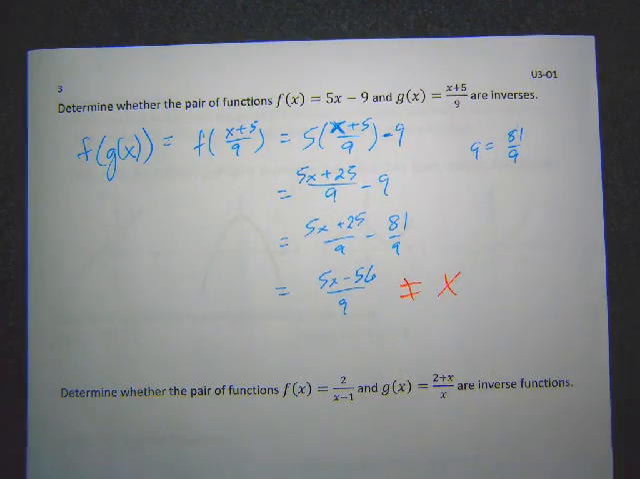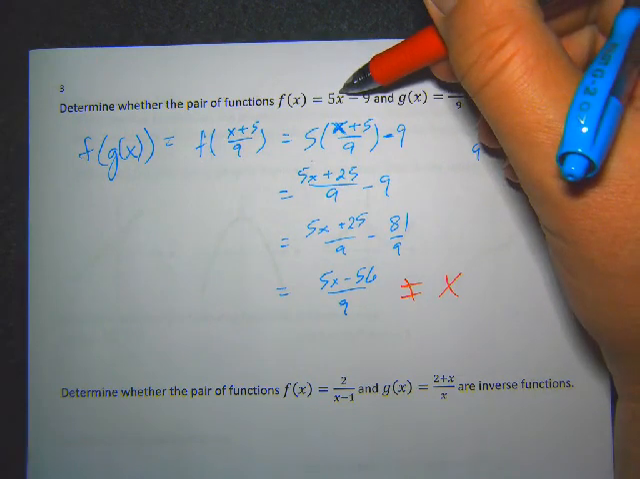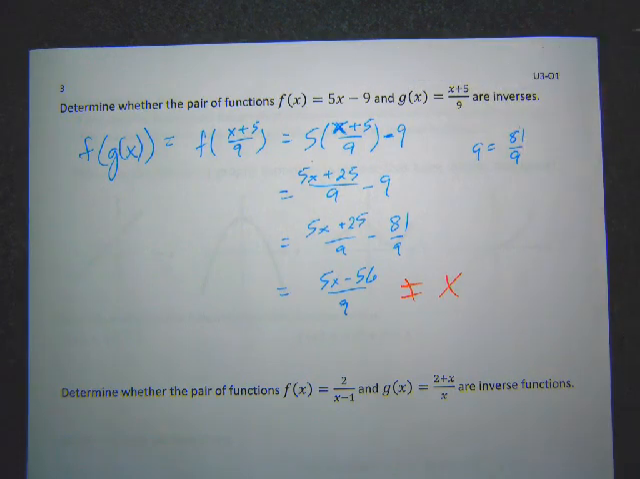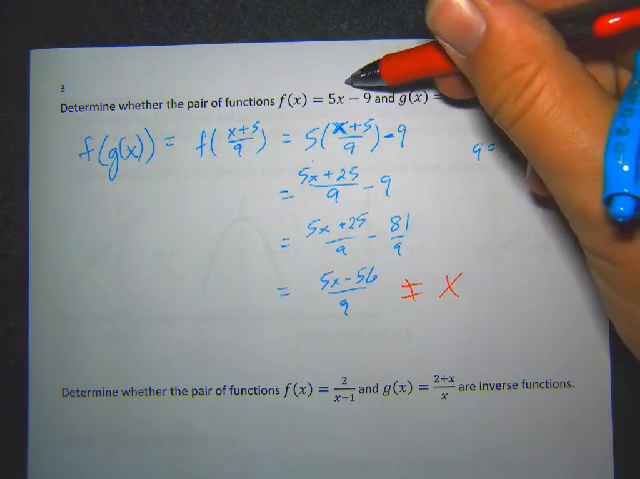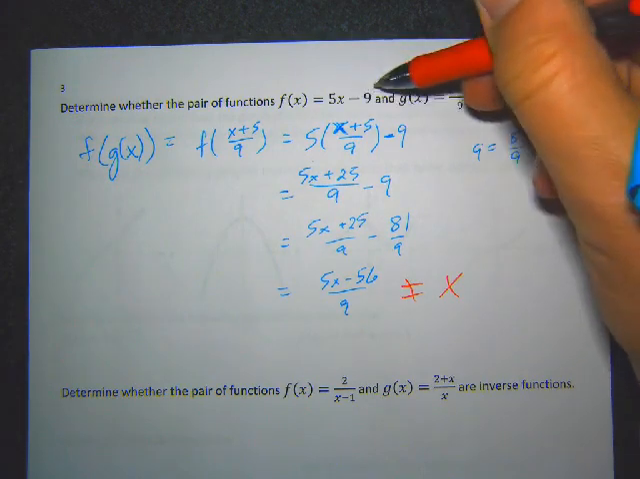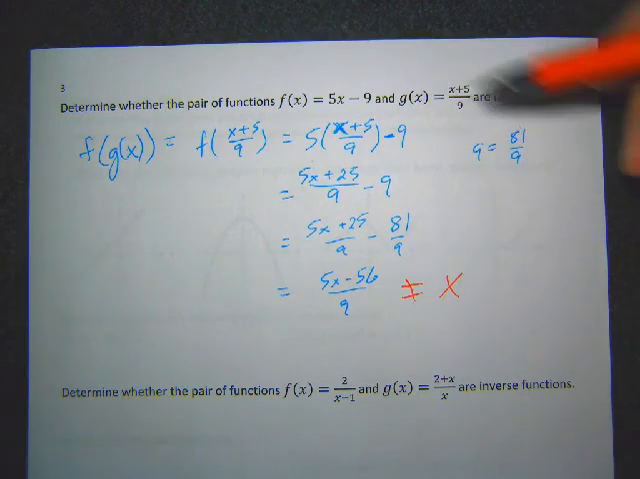This is not equal to x, which tells me already that even though these kind of looked like they might work out, they don't. These are not inverse functions. Then if I stop and look a little closer, you might kind of see some ideas why. Notice here that we're multiplying by 5, and here we're dividing by 9. Well, yes, multiplication and division are opposites, but multiplying by 5 and dividing by 9 are not opposites. Here we're subtracting 9, here we're adding 5. Well, subtraction and addition are opposites, but subtracting 9 and adding 5, those are not opposites.